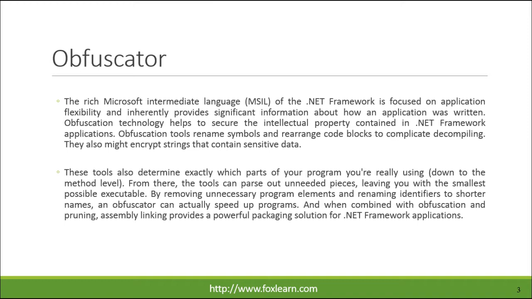These tools also determine exactly which parts of your program you're really using, down to the method level. From there, the tools can parse out unneeded pieces, leaving you with the smallest possible executable. By removing unnecessary program elements and renaming identifiers to shorter names, an obfuscator can actually speed up programs. And when combined with obfuscation and pruning, assembly linking provides a powerful packaging solution for .NET framework applications.